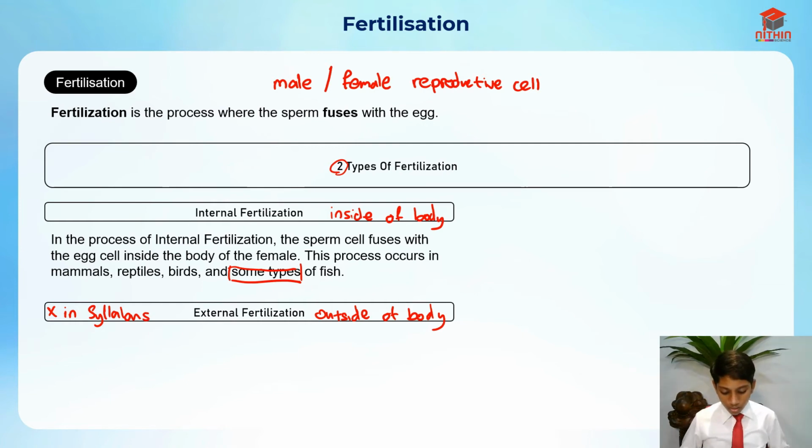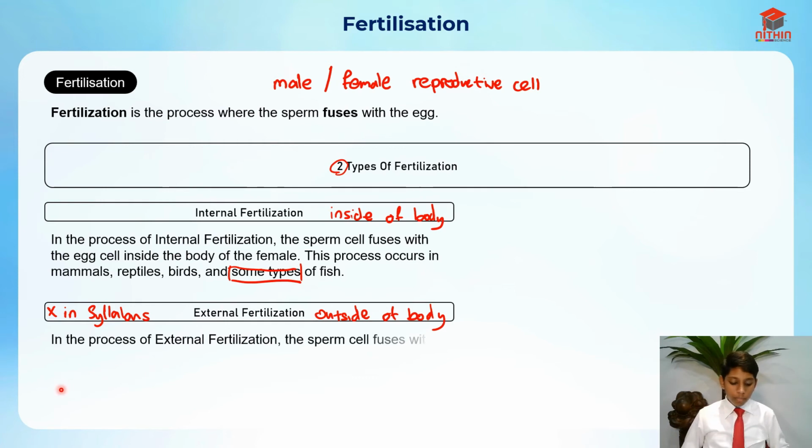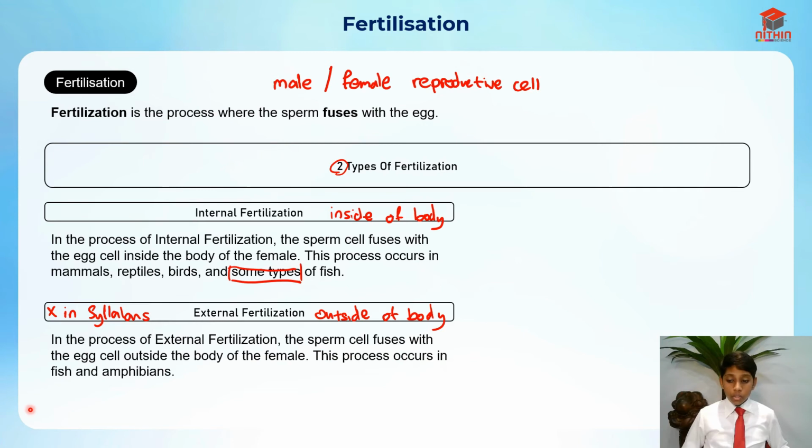Okay, now let me talk about external fertilization. In the process of external fertilization, the sperm cell fuses with the egg cell outside the body of the female. This process occurs in fish and amphibians.